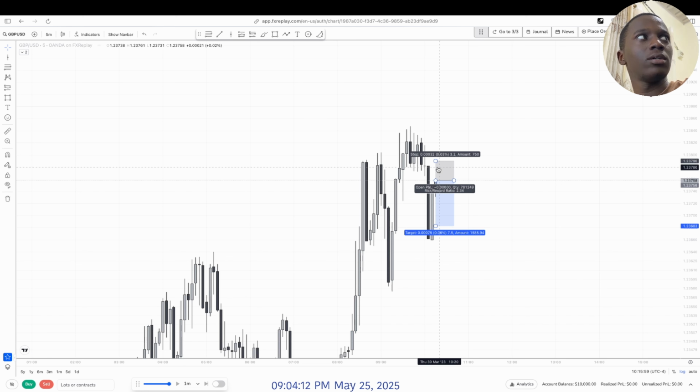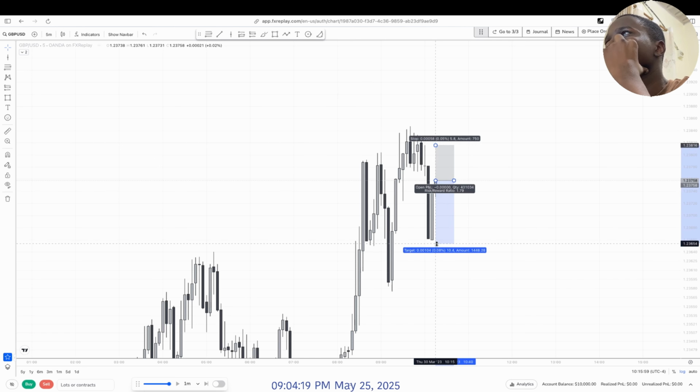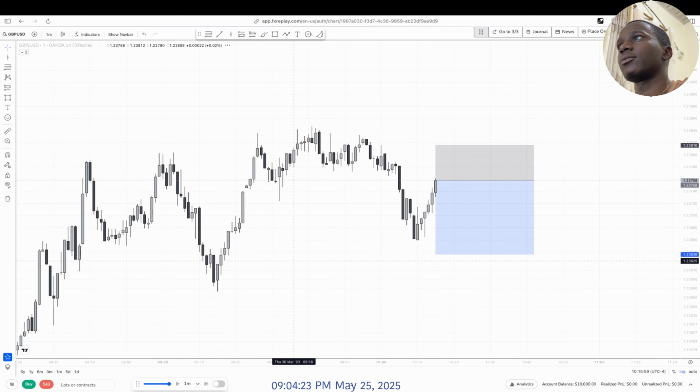Put that back. Stop loss right here, take profit 1 to 2. Back to the 1M.